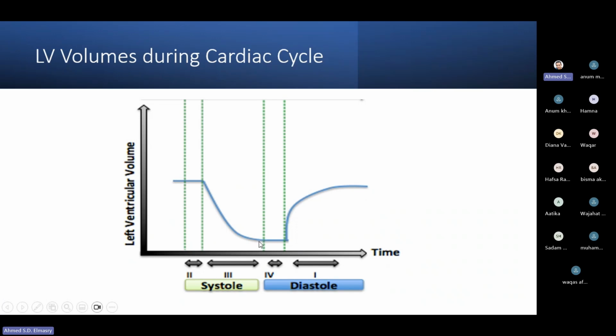And this is the end systolic volume, which is the minimum, the least blood volume inside the left ventricle at the end of the systole. The difference between the end diastolic volume and the end systolic volume is equal to the stroke volume that will be ejected by the heart with each cardiac cycle.